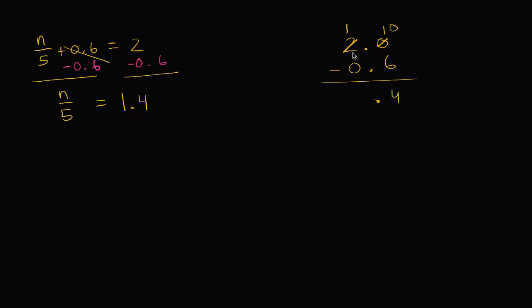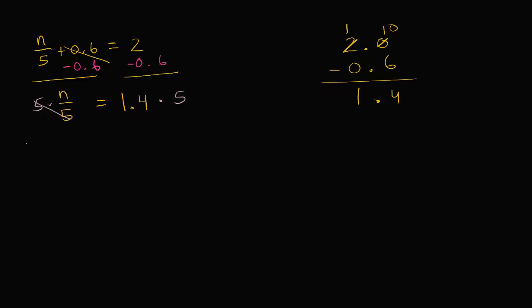And then bring down 1. 1 minus 0 ones is just 1. So it's 1.4. And now, to solve for n, on the left I have n being divided by 5. If I just want an n here, I could just multiply by 5. So if I multiply by 5, 5 times n divided by 5 is going to be just n. But I can't just multiply the left-hand side by 5. I have to multiply the right-hand side by 5 as well.